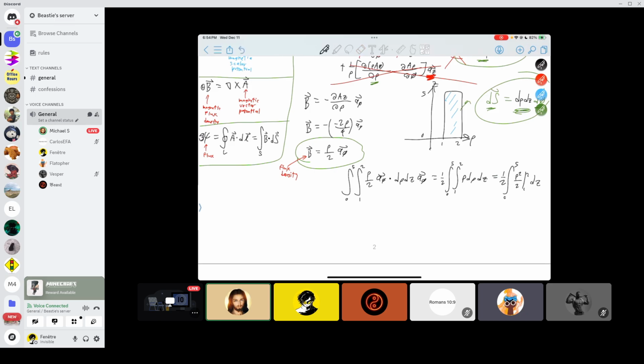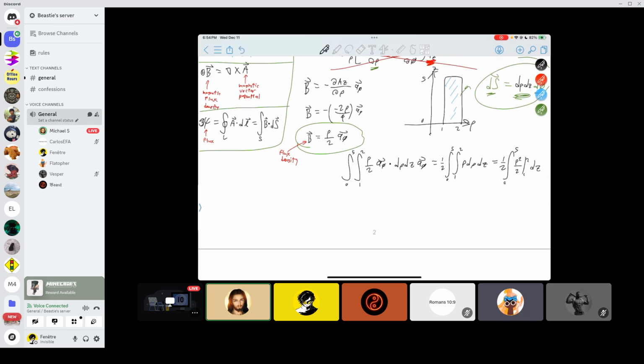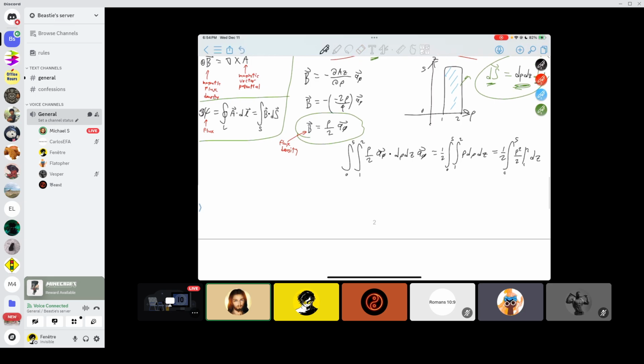And then this is your dz. If you evaluate that, that's 4 over 2, which is 2, minus 1/2. So 2 minus 1/2, that's 3/2. Then 3/2 dz, and if you evaluate this, you get 1/2 times 3 over 2 times 5, which is 15 over 2 times 1/2, or 15 over 4. And is that what the book got? Yes, because they got 3.75 Webers. That's it. So that's method 1.